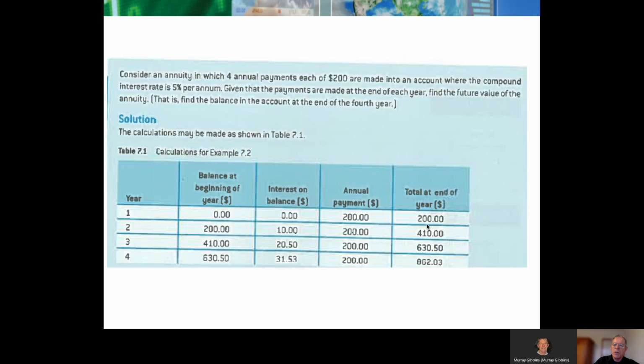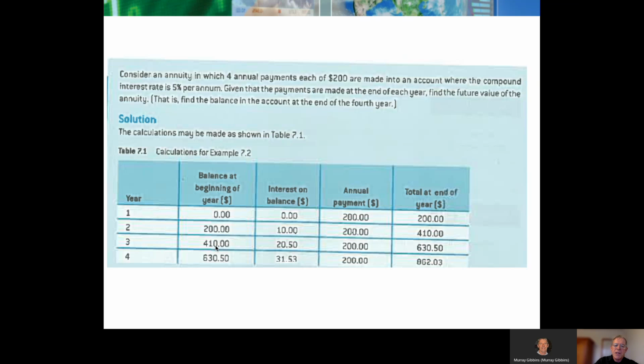Pretty much we end up with $200 sitting in the account because on the last day of the year we put $200 in. We're starting year 2 with this balance of $200, and that is going to be in there for the full year at 5%, earning $10 interest on the $200. And the second payment doesn't hit the account until the end of the year, so we don't earn any interest on that. So the balance then is just the $410.